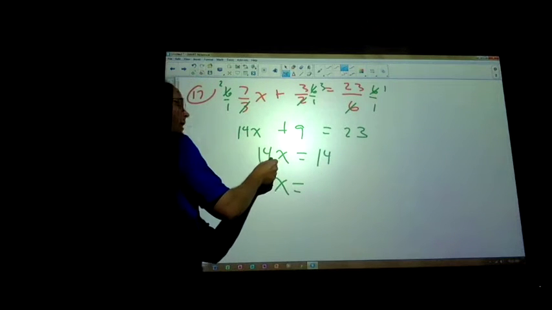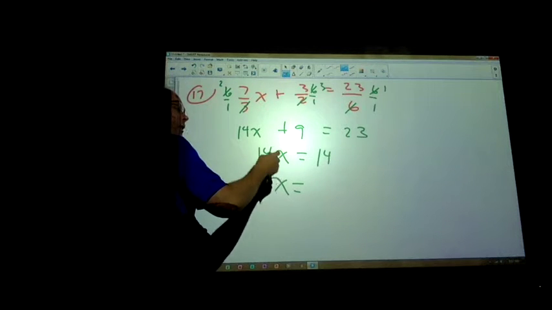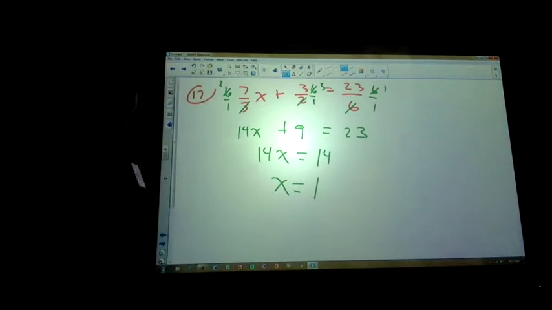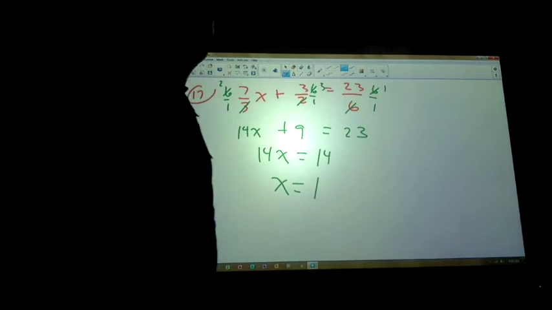How are these being held together? What math operation? Multiplication. The number next to a letter is multiplication, so undo it by dividing. Divide by 14, so that's a 1. Okay. All right, you had one.